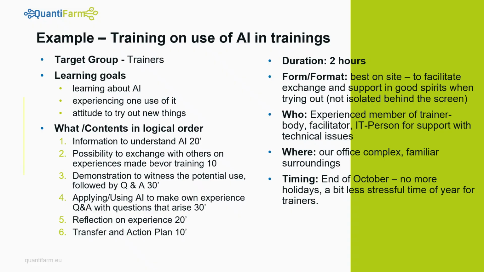Timing, I have now put end of October, just because there are no more holidays. It's quite an urgent training and it's a less stressful time of the year for the trainers. So that is the example to help you go along with how such a training outline can look. Of course, you can write a bit more than what I have written here. It's just a summary, but that would be how such a rough training outline would look.